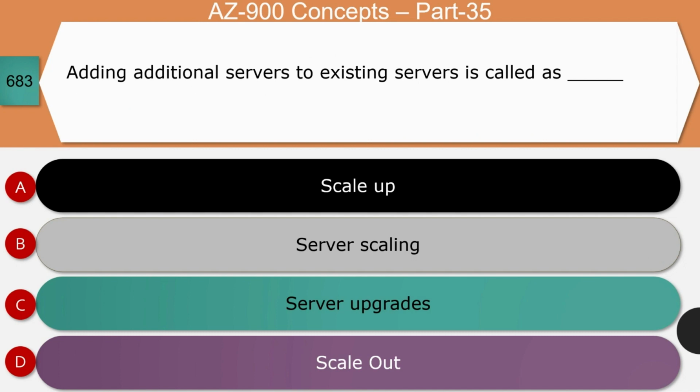Next question: adding additional servers to existing servers is called scale up, server scaling, server upgrades, or scale out? The right answer for this question is scale out. Look at the words in the question: adding additional servers. So it is a new box, and the right answer will be scale out. Scaling out is the process of provisioning additional servers and capacity. This involves adding new servers to existing servers, serving out the application. And so option D is correct.